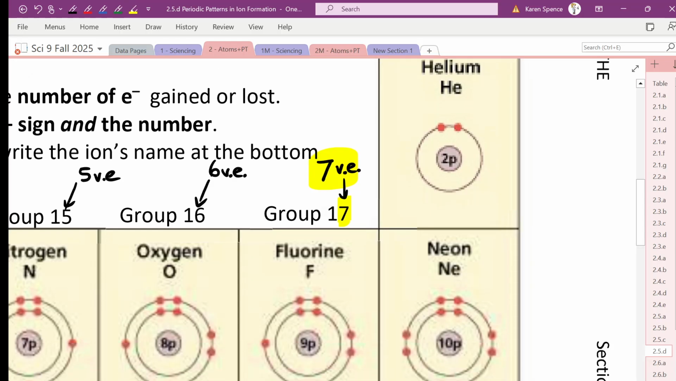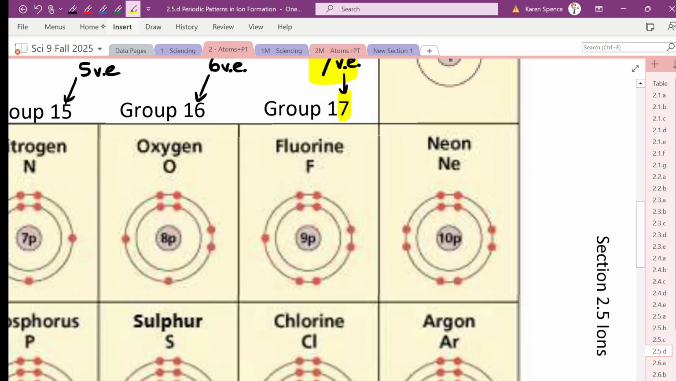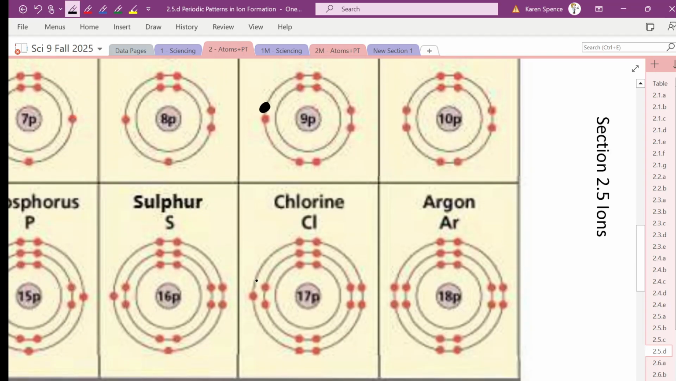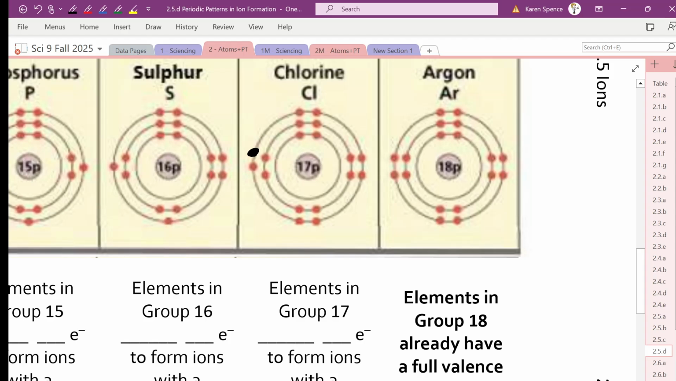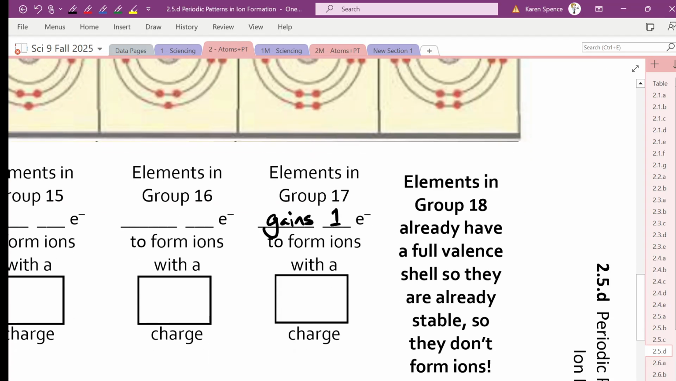So everybody in group 17, you can see we've got a gap. We're going to fill in that gap. Everybody's got a gap. We're going to fill in the gap. So everybody in group 17 gains 1 electron to form ions, and we've added -1, so that's just going to be a charge of -1.